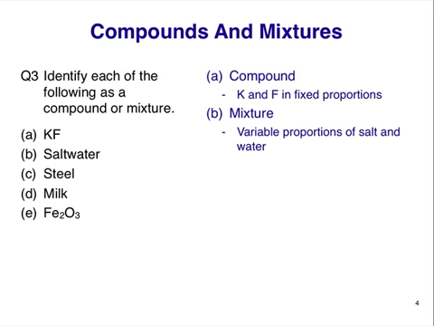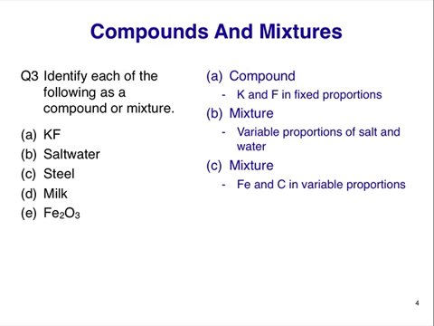Salt water is a mixture. Why? Because salt water can be made in any number of ways. We can add a little salt or a lot of salt. We still make salt water. In other words, mixtures have a composition that can be variable.